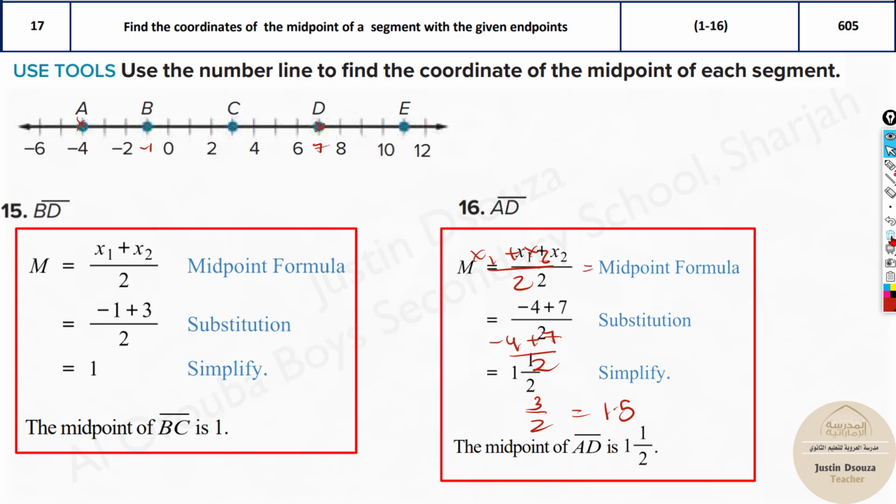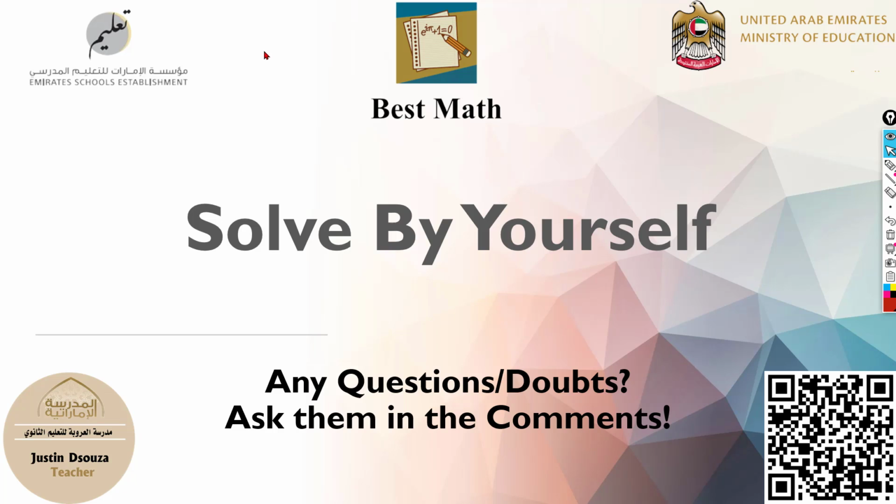Here they have written it in mixed fraction. It's 1 and a half, but you can also write it as 1.5 or 3 by 2. It's the same. And it's the writing part, so the options won't be given. You can write any way. Even if you write this, it's enough. Or you can even write it like this. That's the end of this topic.